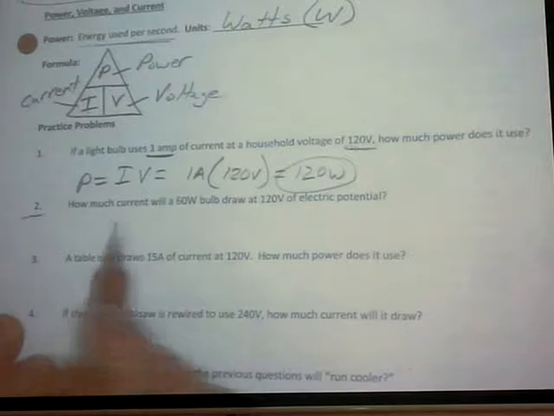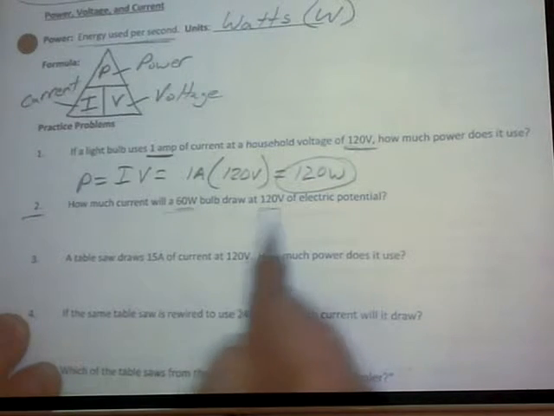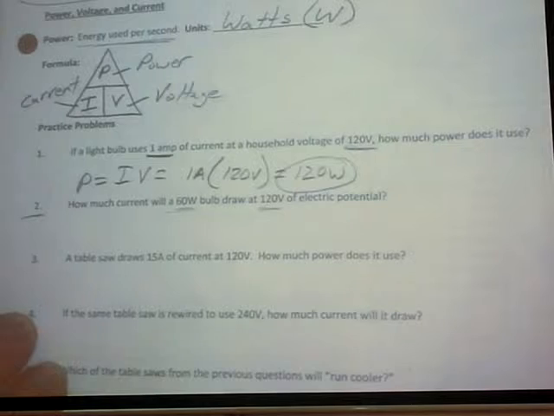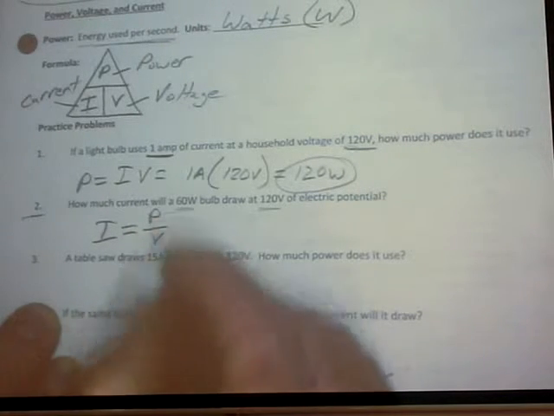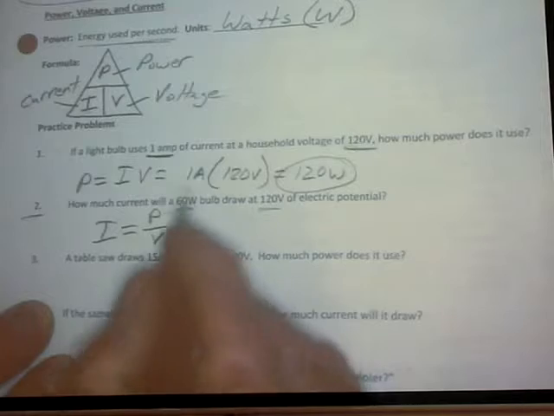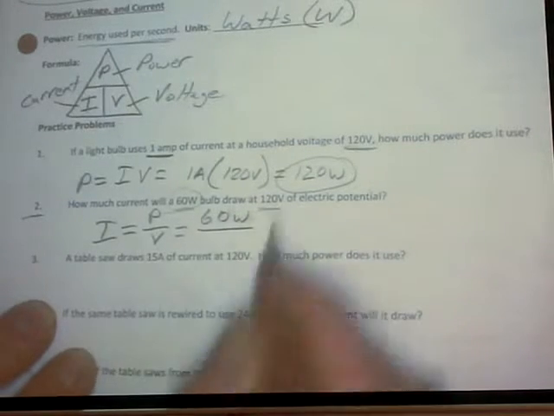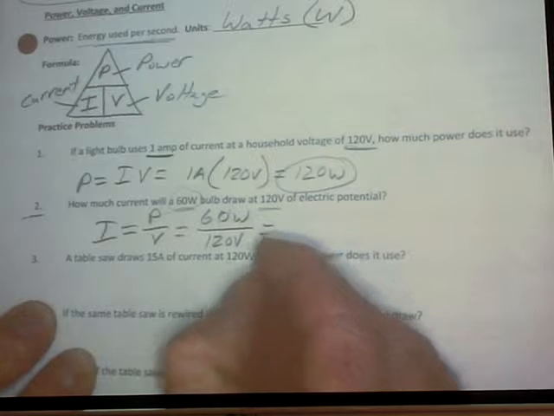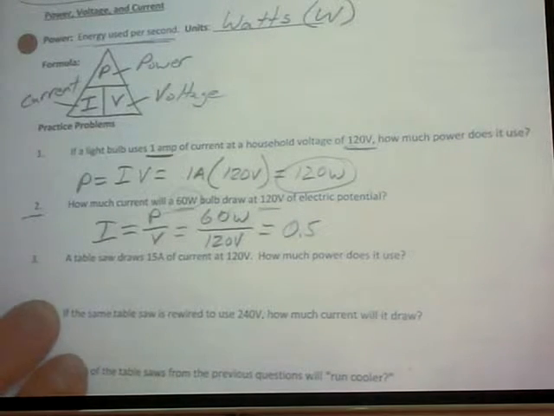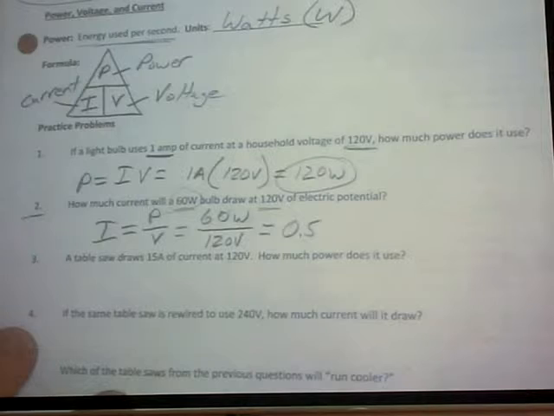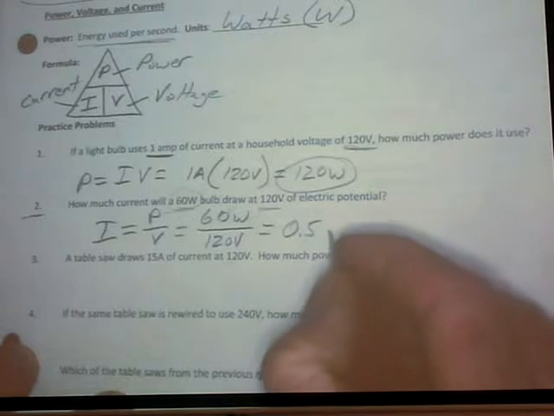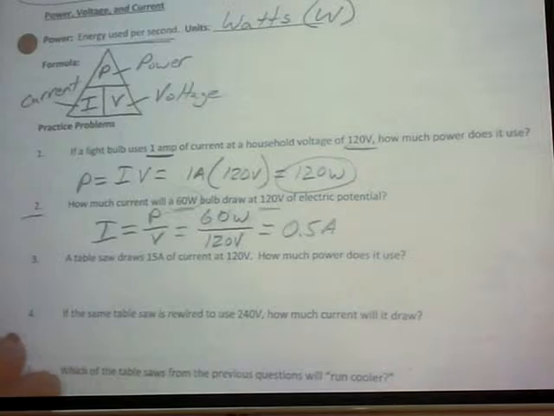Number 2, how much current will a 60 watt bulb draw at 120 volts of electric potential? So current is the I. What's the formula for current? P over V. So the power is 60 watts. I keep writing 6 watts. 60 watts divided by the voltage of 120 volts. And I get 0.5, what would the units be? Units for current? Amps, or amperes.